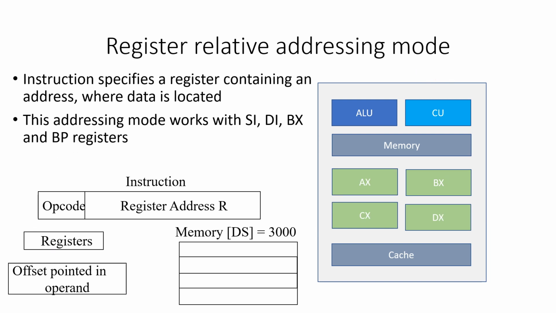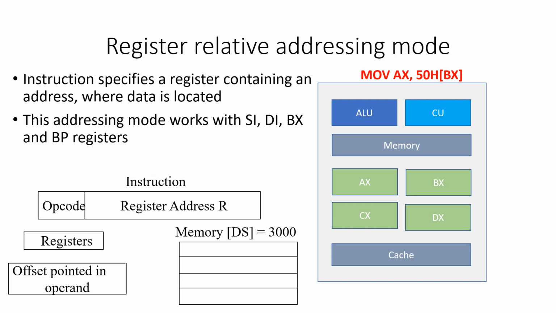The next one, the register relative addressing mode. The instruction specifies the register which is containing the address, and where the actual data is going to be pointable. Let's take this particular example, MOV AX, 50H[BX].